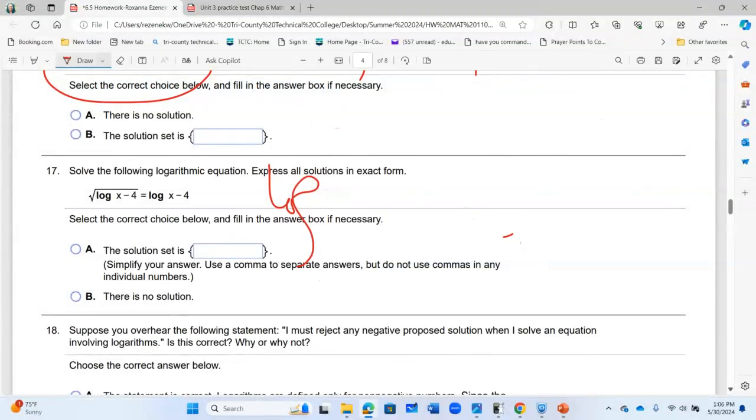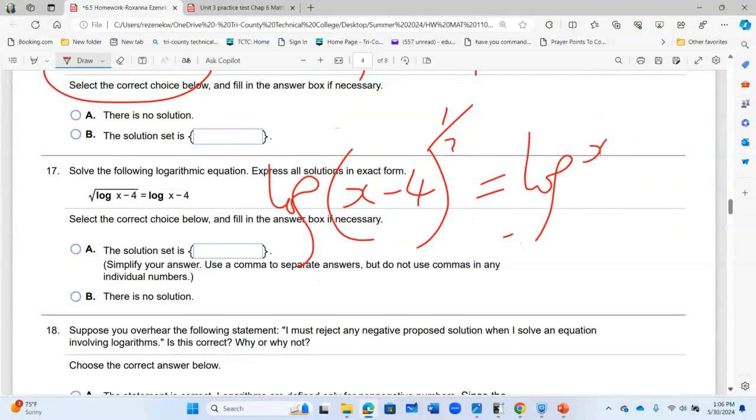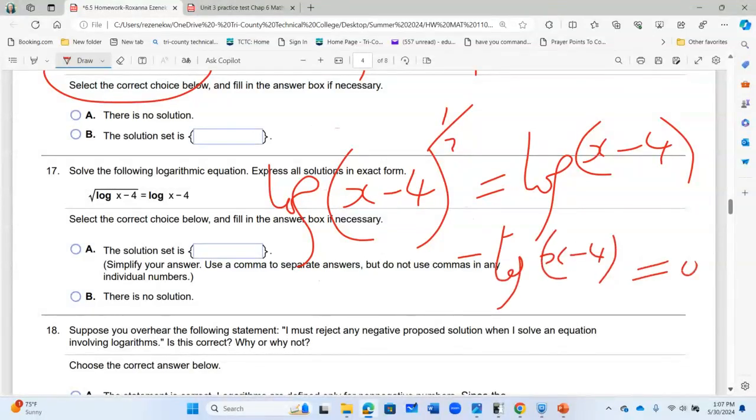So log of x minus 4 all to the power 1/2, because the square root is equal to log of x minus 4. Okay, so the next thing I want to do, I can bring both of them on the same side. They are all base 10. So I'll bring this one to the left-hand side, and it's going to be negative log of x minus 4. And all is going to be equal to 0.